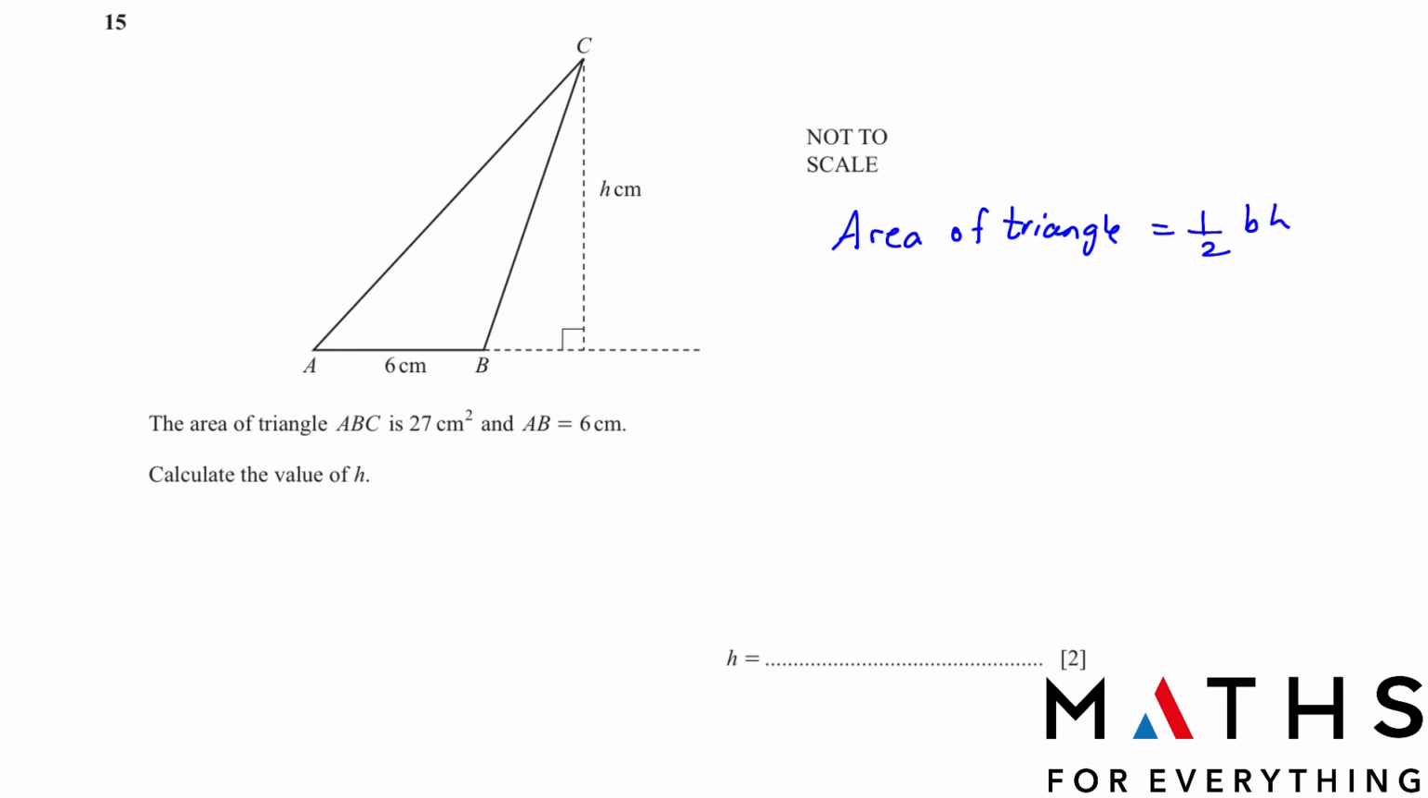Area is given to us, it is 27. The base is given to us, which is 6. Now we need to find the height. So half times 6, put in the calculator, you will get 3. This is a multiply, so when you shift to the other side, it will be a divide. 27 divided by 3 will give us 9. That is our height.